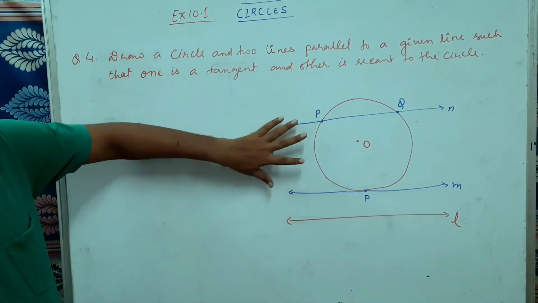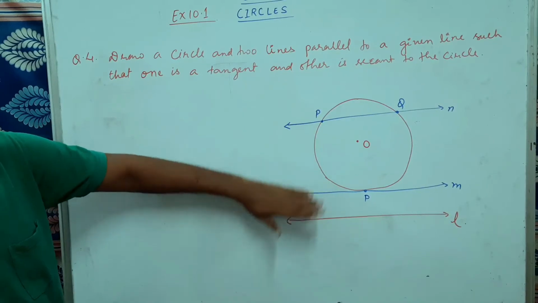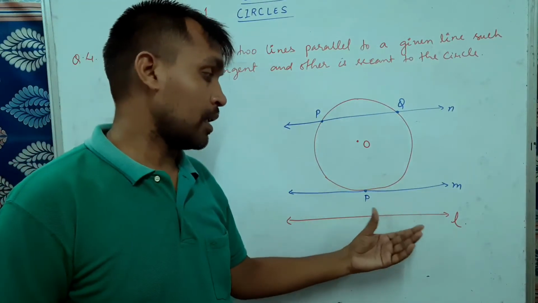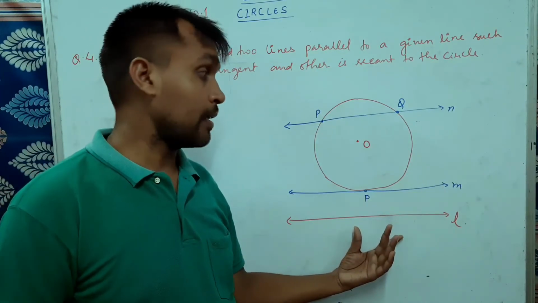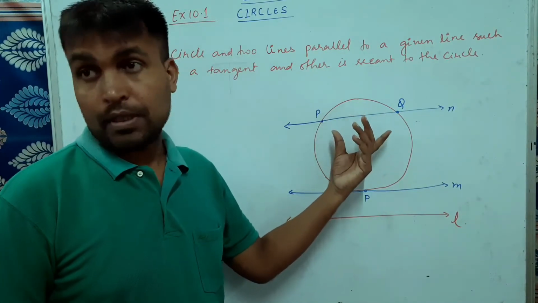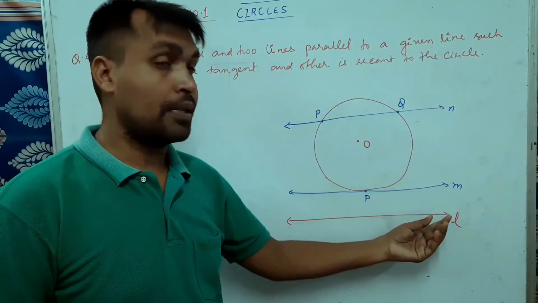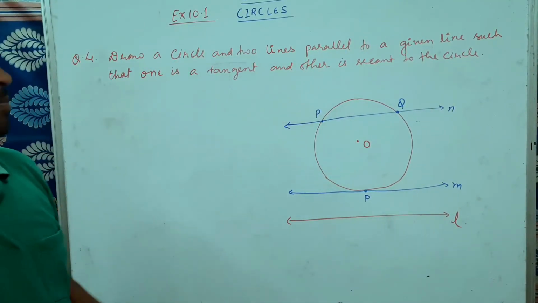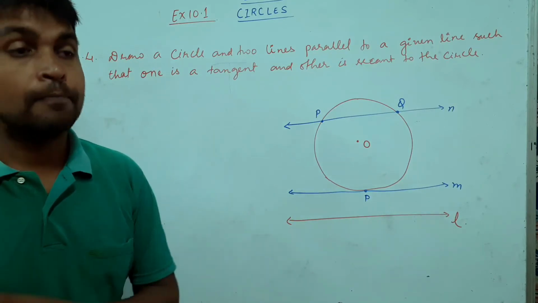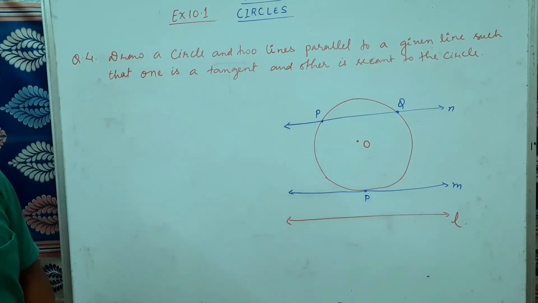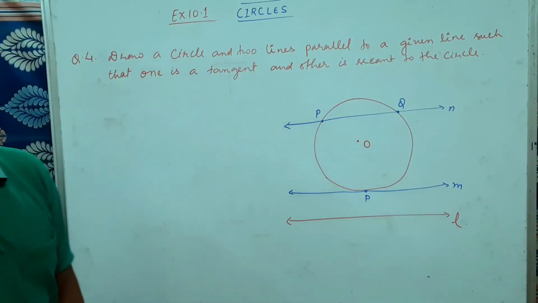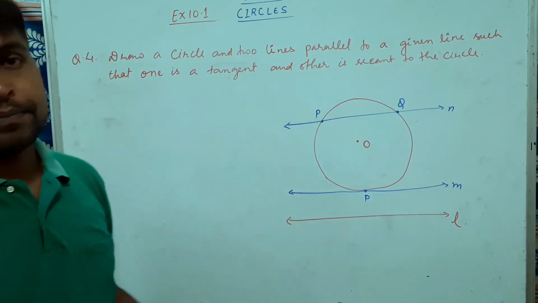So we have drawn two lines, the blue line and the red line, and the circle is given. One is tangent to the circle as well as parallel to the given line L. Another one is secant to the circle as well as parallel to the given line L. Okay dear students, this is the solution for question number 4, exercise 10.1. So we are done with exercise 10.1. You can take it down and now we can switch to exercise 10.2. Take it down quickly.